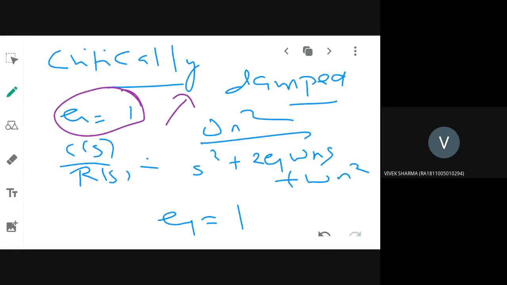You substitute zeta is equal to 1. And again the same general transfer function representation. When zeta is substituted as 1, what type of system is that? Critically damped system. Okay, so just substitute zeta is equal to 1 here, in place of zeta. Then what will be the equation that we will be getting?